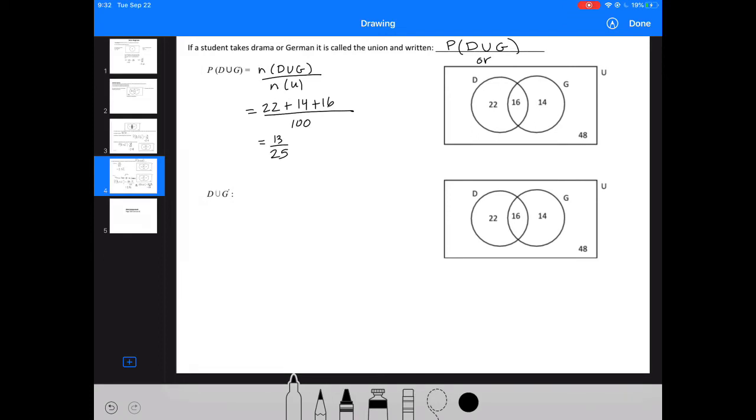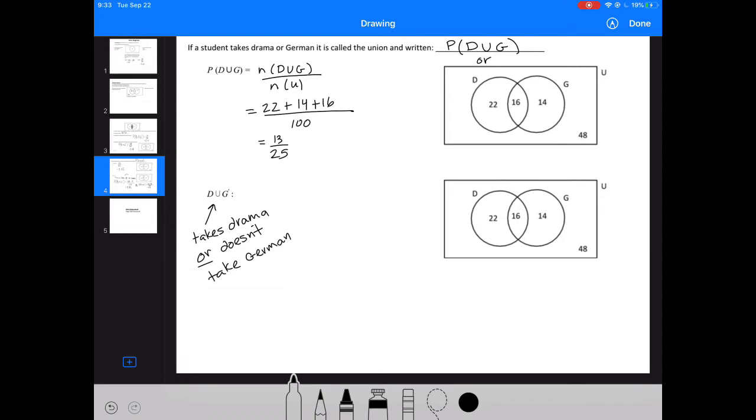Okay. The last example that we're going to look at for the Venn diagram here is this set here. So takes drama or doesn't take German. So that's kind of confusing. Let's shade it in on the Venn diagram here.